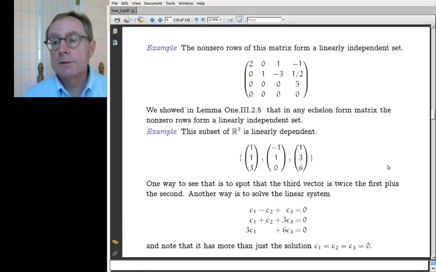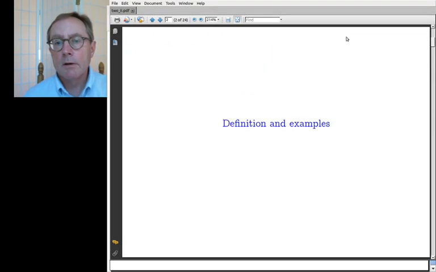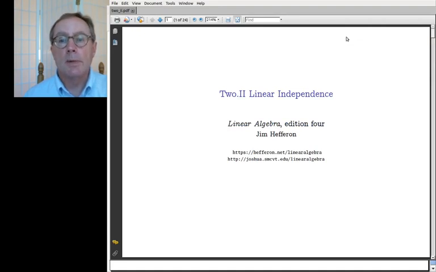Okay. Whoops, what happened here? Oh, I'm in the wrong place. Sorry. There we go. Linear independence.